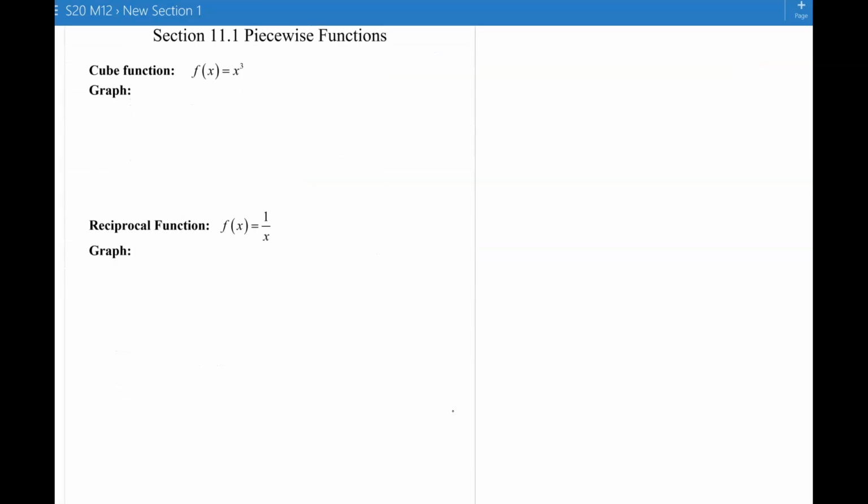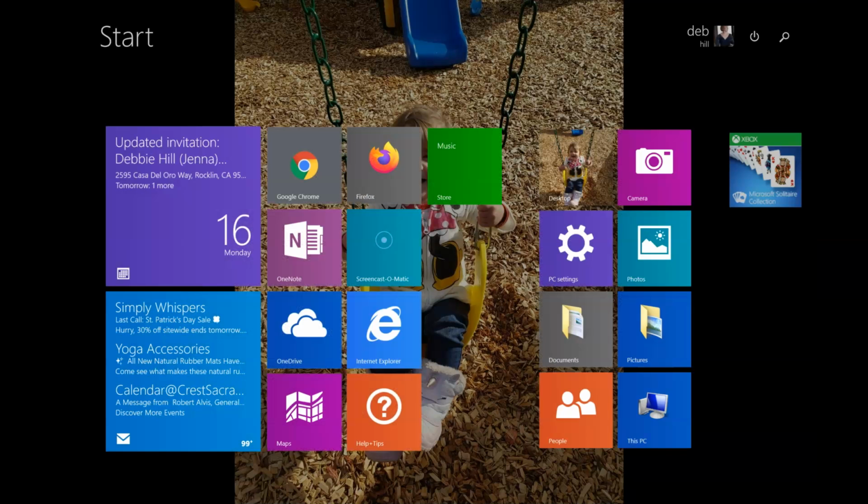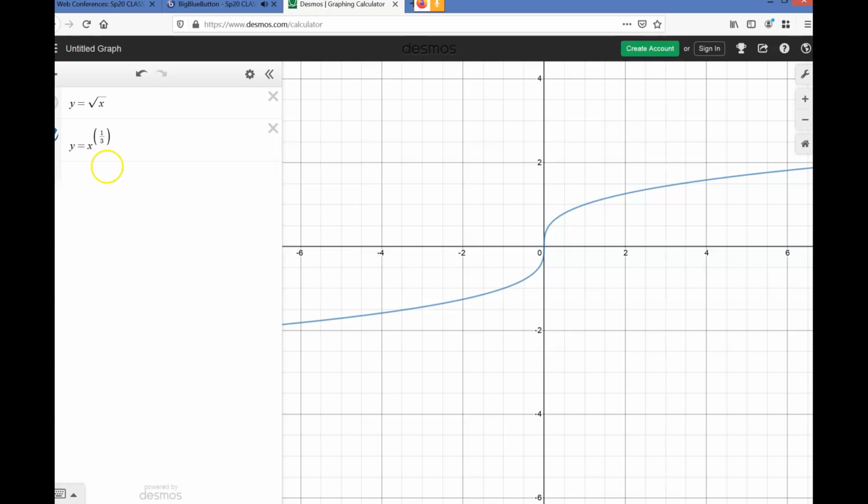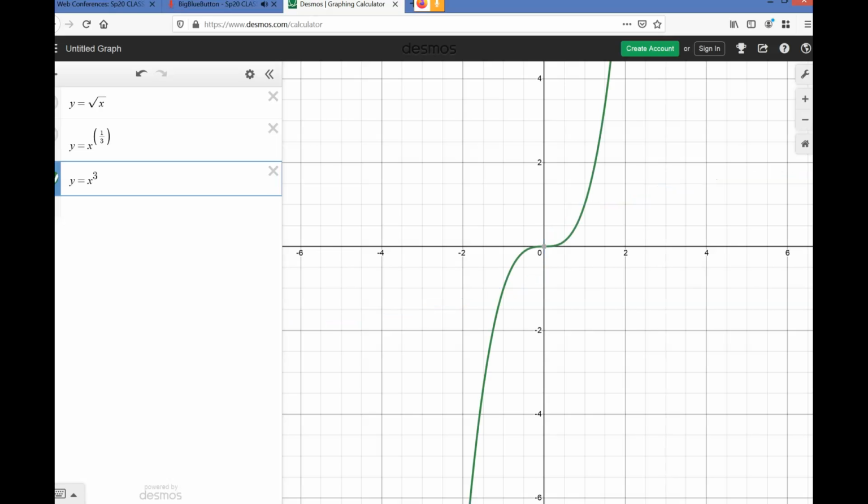Okay, then we have the cube function. So it goes flat for an instant right at the origin. And let me do that one on Desmos so you can see how it looks better. So that is y equals x cubed. But let's turn them both on and see how, oh my gosh, one looks like the other one rotated around. And that's because they are inverse functions of each other. So there's the cubic graph.